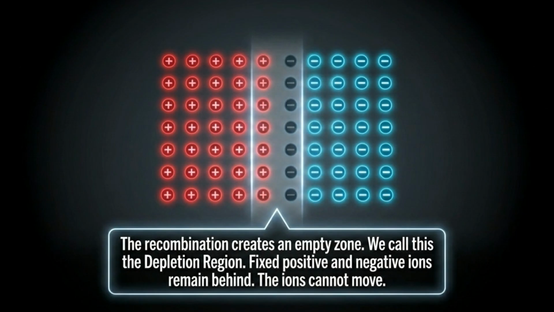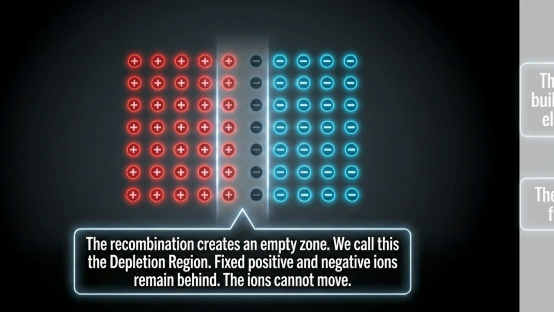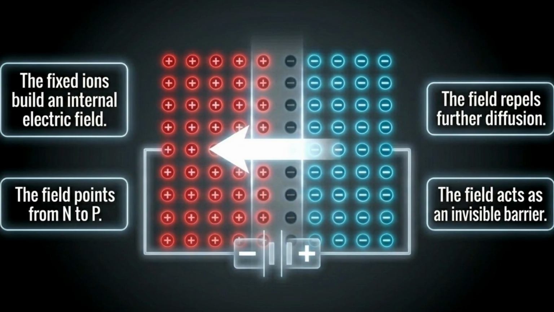Recombination creates the depletion region, an empty zone. Fixed positive and negative ions are left behind. These ions are unable to move. The fixed ions create an internal electric field pointing from N to P. This field repels further diffusion and acts as an invisible barrier.